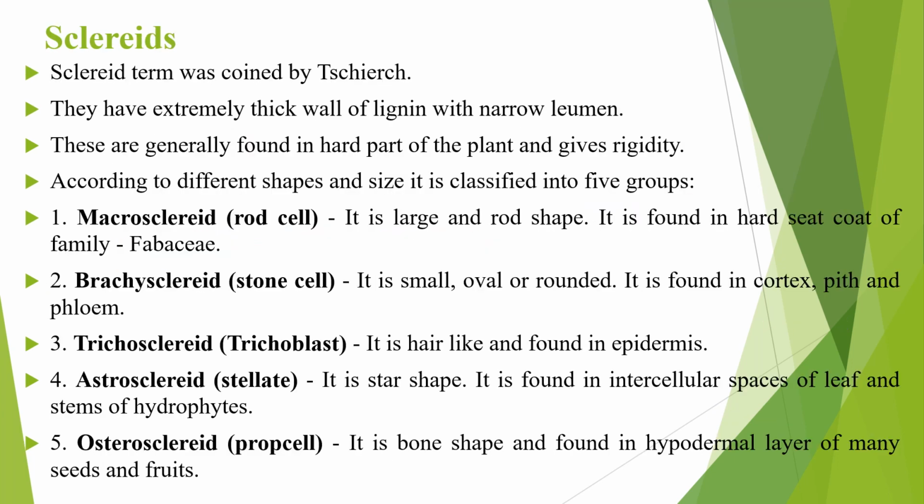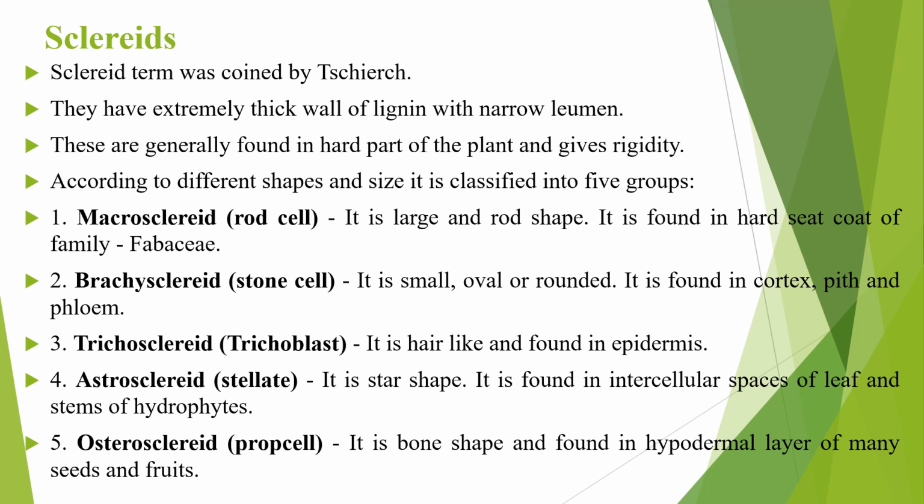Then sclereids. Sclereids are another type of sclerenchyma. The term was coined by Tschirch. They have an extremely thick wall of lignin with a narrow lumen. These are generally found in the hard parts of the plant and give rigidity to the plant. According to shape and size, they are classified into five groups: macrosclereid or rod cell, brachysclereid or stone cell, trichosclereid or trichoblast, asterosclereid, that is stellate, and osteosclereid, that is prop cell.